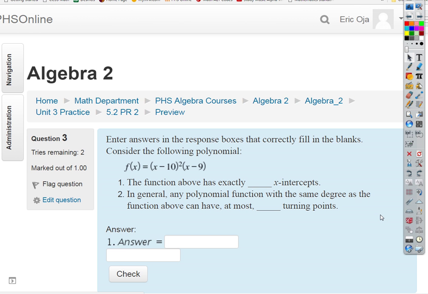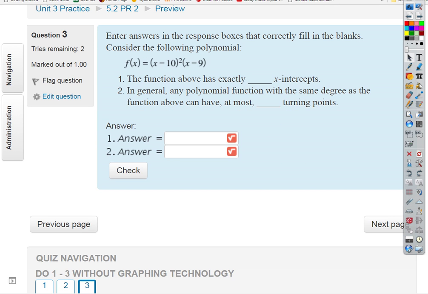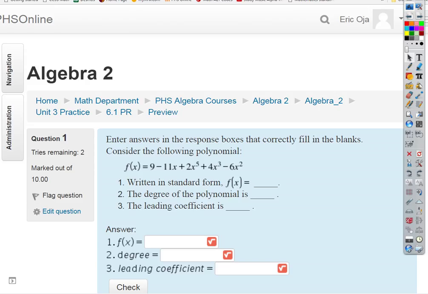Okay, one more. How about this one? How many x-intercepts? 2. Good, because there's 2 distinct factors. Okay, but now, what's the degree going to be this time? 3. Good, because I'm going to have an x squared, right? Because I'm really multiplying that by itself. So an x squared times an x is x cubed. So at most, how many turning points? 2. So 2 and 2, right? Okay, we're good.